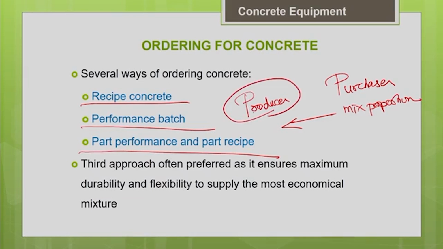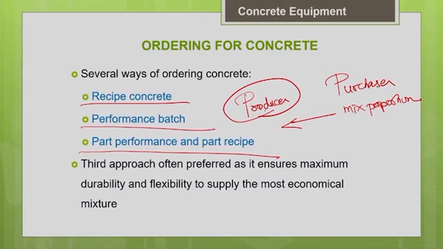The only responsibility of the producer is to do the proper batching of this material in his batching plant and prepare the concrete under strict quality control and deliver it at the job site. So that is the only responsibility of the producer. So the entire responsibility of the strength and the durability is taken care of by the purchaser who is doing the mix proportioning in the recipe batch process, in the recipe concrete method. Okay. There is another method called performance batch. In performance batch, okay, the purchaser will tell what is the strength needed.